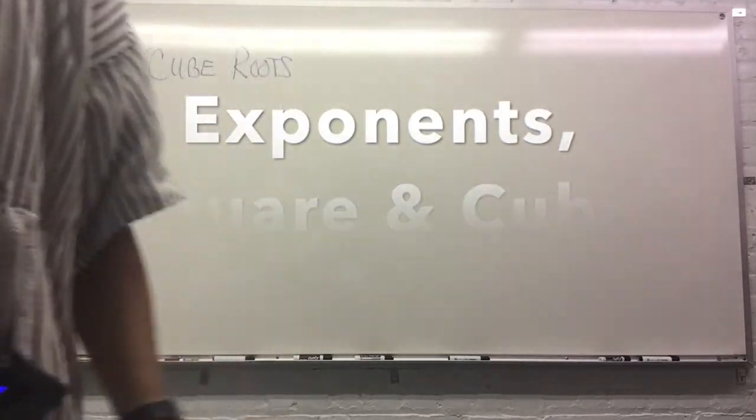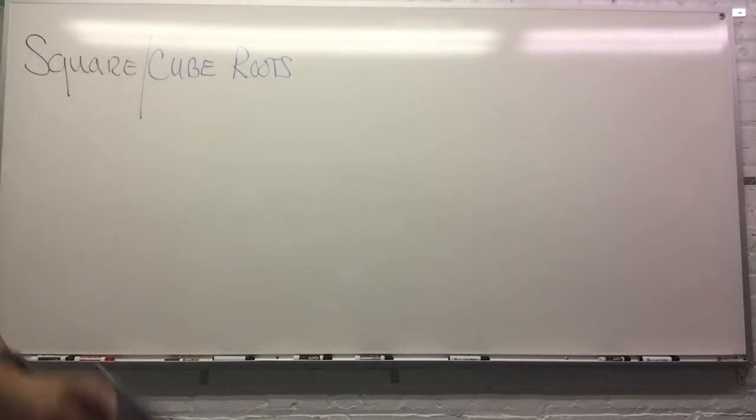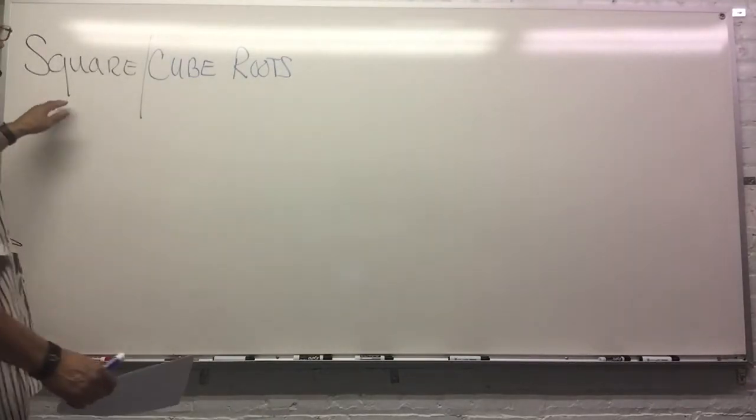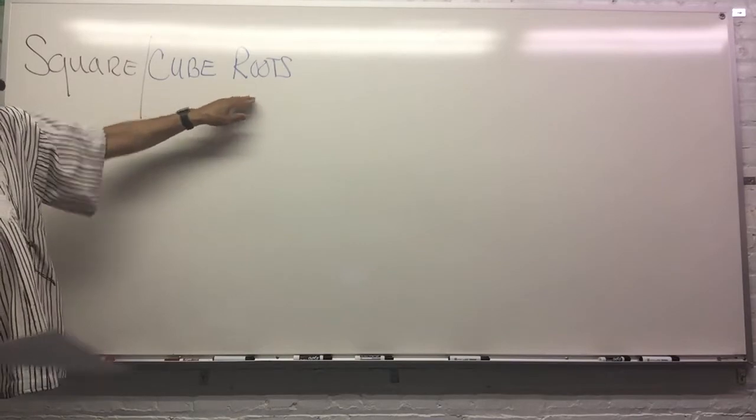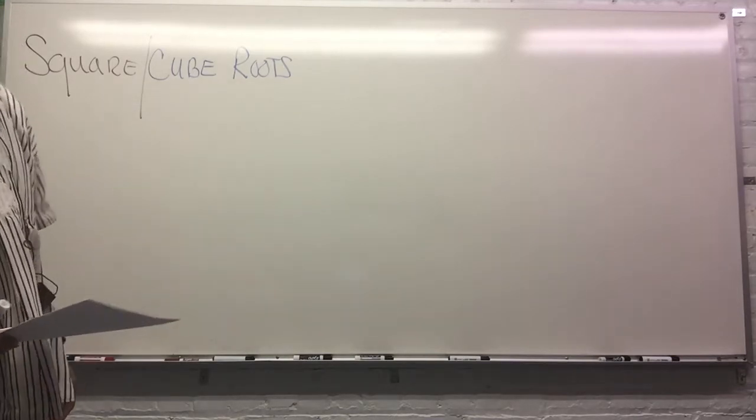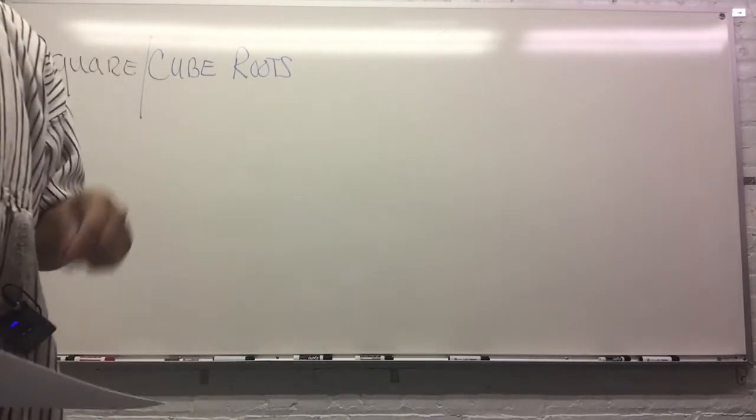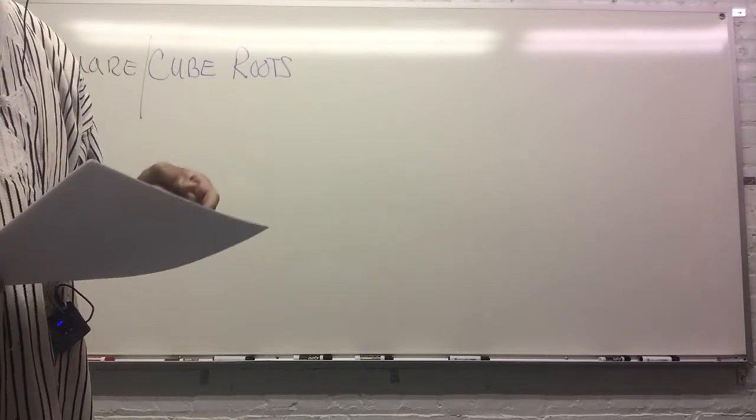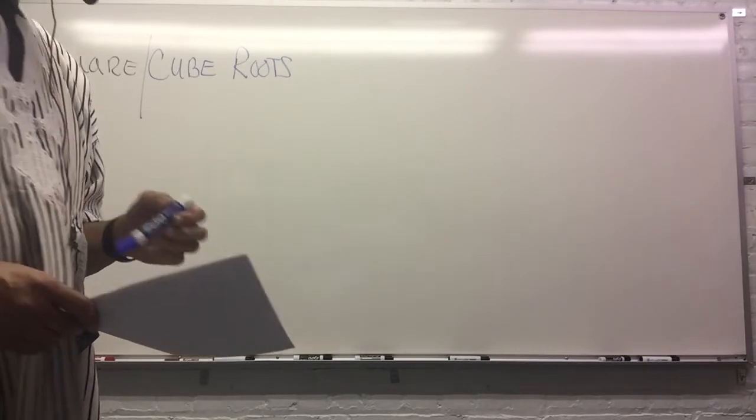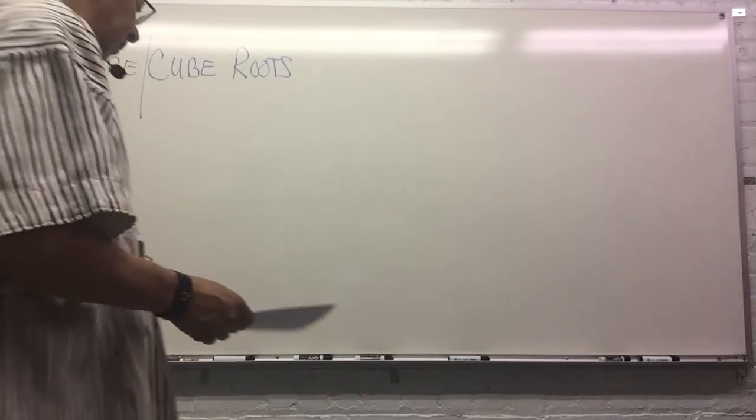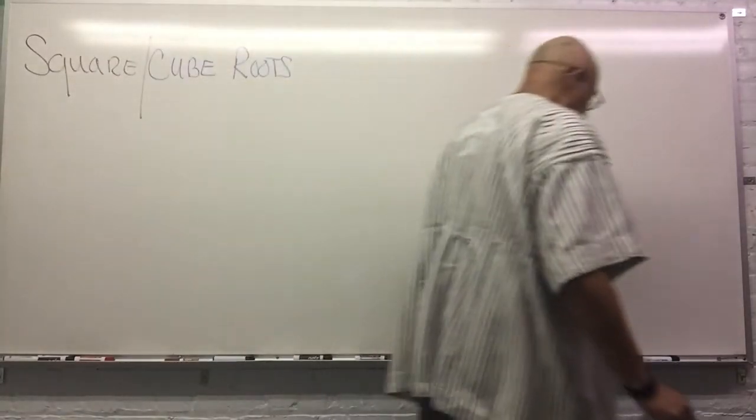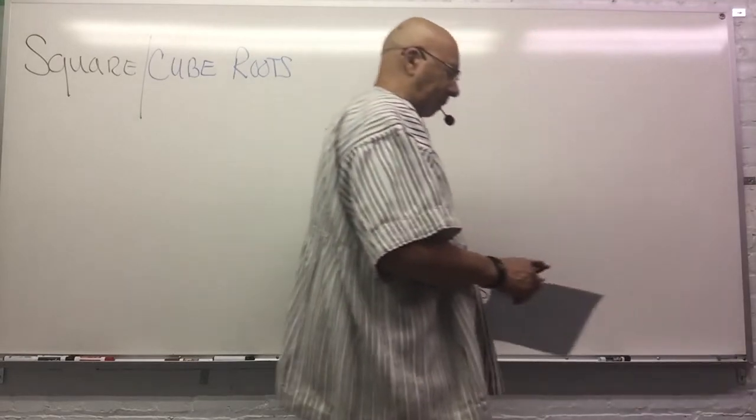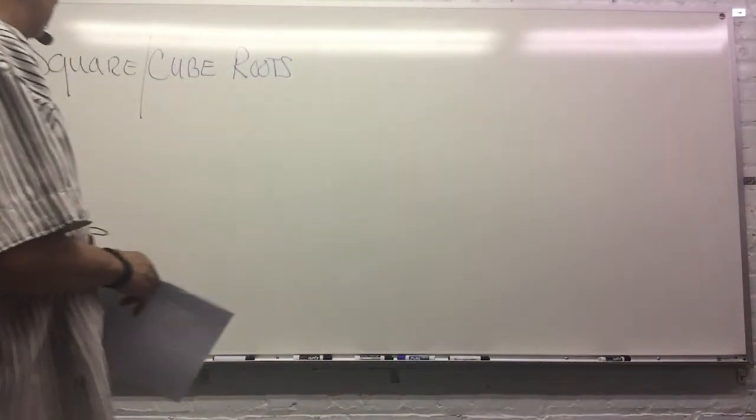Now we're continuing. You see, I've written here square, cube, roots. So now this is almost just the opposite of what we just talked about in squares and cubes. So it's not difficult either, but it requires its own vocabulary. And it has a way of looking at things.